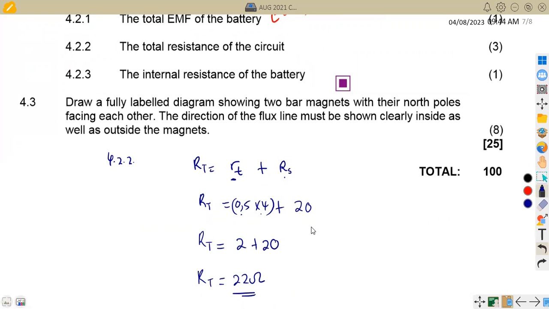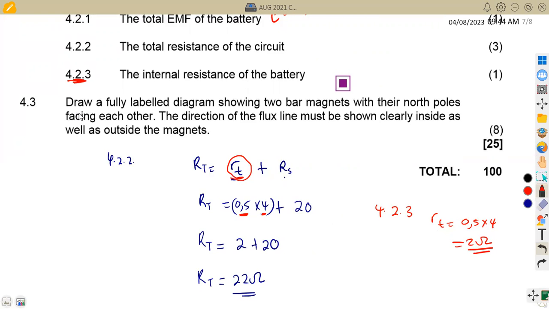On 4.2.3, the internal resistance of the battery. I don't know why they are actually asking this question, because we talked about this, the internal resistance. This is our RT. So we actually calculated this before. Remember, we are given that each has an internal resistance of 0,5 and there are 4 of them. So it's just 0,5 times 4, which gave us 2 ohms. So it's actually a repetition because we calculated this before.